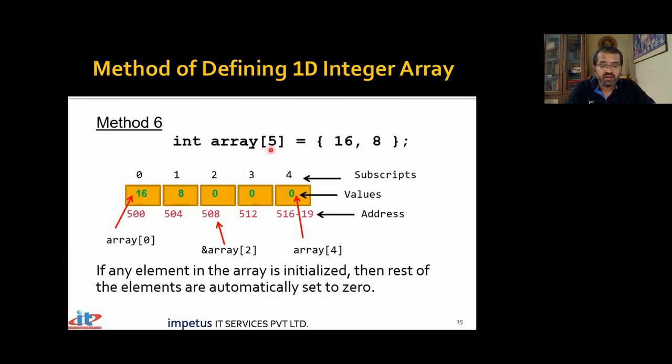So if I say int array of 5, the first element is initialized with 16, second element is initialized with 8. What about the rest? There are no garbage values. If any element in the array is initialized, rest all elements are set to default value 0. And that is true for all the data types. Int, char, float, double, long, whatever type it may be, double है तो 0.0, float है तो 0.0, character है तो character जिसका ASCII value 0 है. So if you initialize any element inside the array, rest all elements for all types of array will get initialized to value 0.